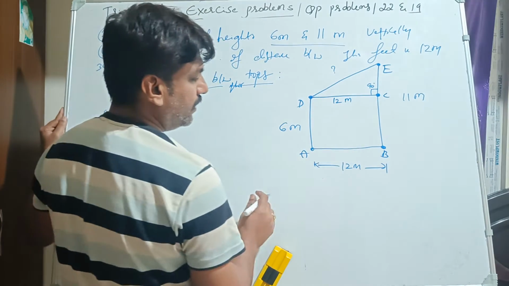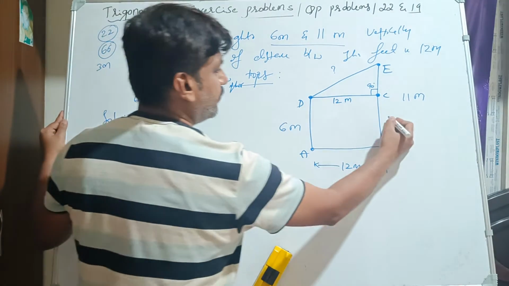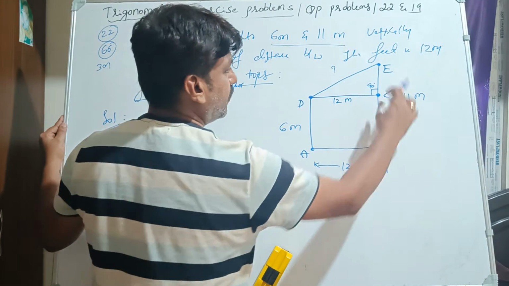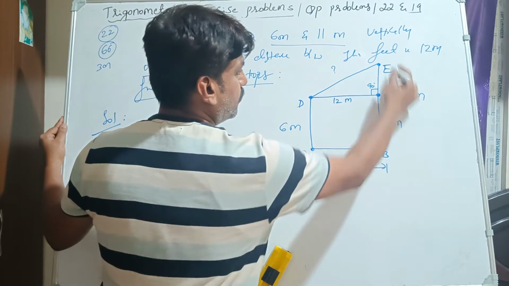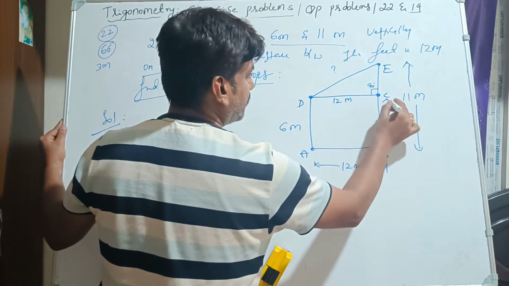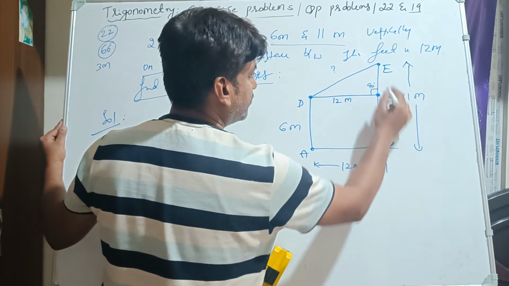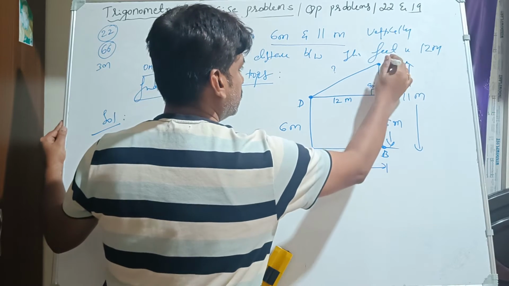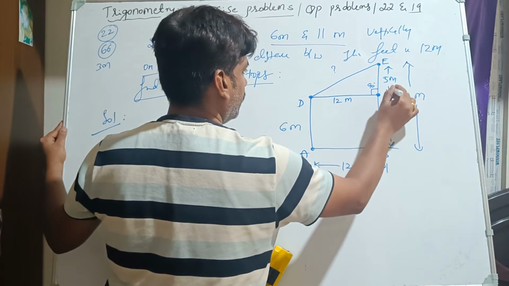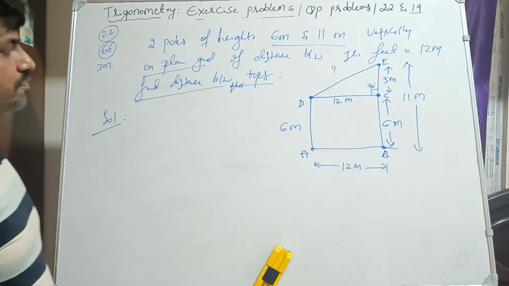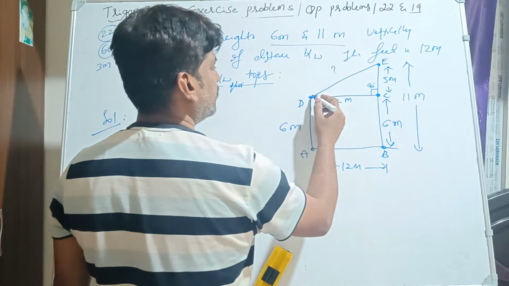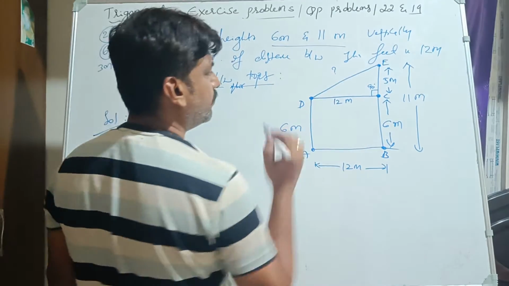So if it is 12 meter, what is the value of this? 12 meter, right? If it is 6 meter, what is the value of this? It is 6 meter. So total is 11. This much is 6. So from E to C, 5. So with the help of this diagram, we should find the distance between the tops. Means this value, E and D, you should find.